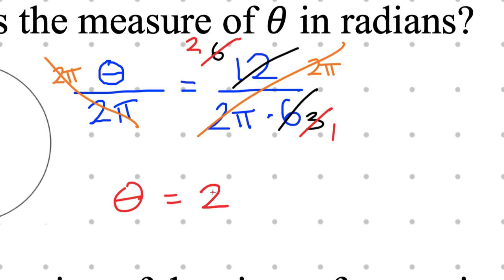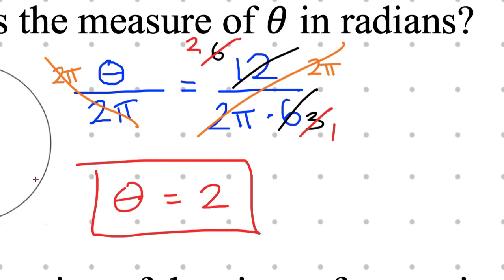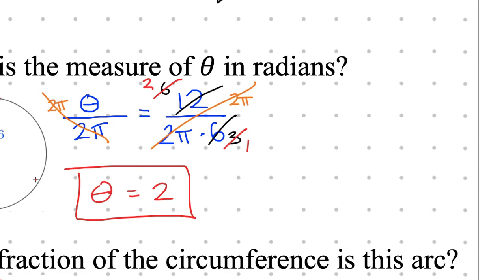Yeah, that is about 2 radians. That's right, 2 radians. Just because we don't have a pi doesn't mean it's not in radians. The fact that we don't have any units means it's in radians because the definition of radians is it is unitless. So your answer might not have pi in it even though it's in radians. And that is the final answer.